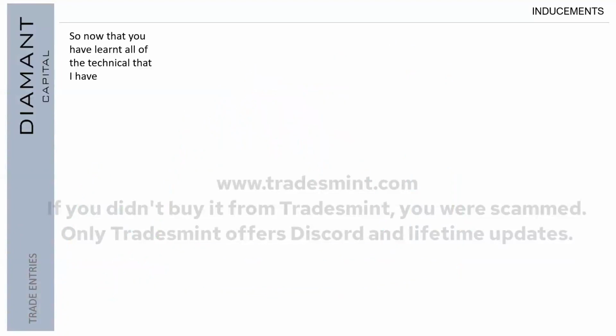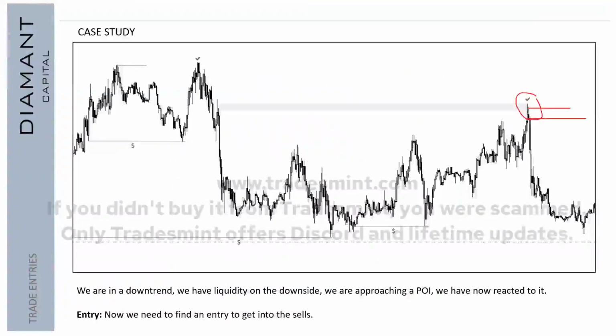Now, time to go through an example. Case study right here. So we are in a downtrend. We have liquidity on the downside, and we are approaching a point of interest, which we have now reacted to. So we've got liquidity down here, down here. We're obviously in a downtrend because that's how it is on the higher time frame.